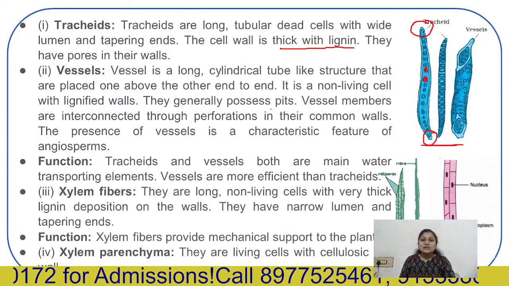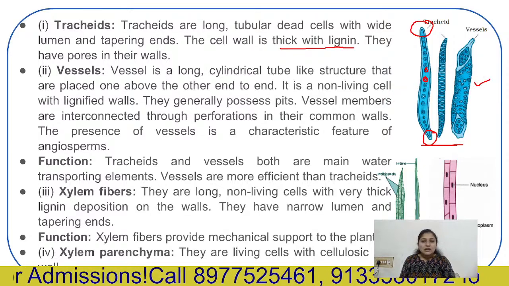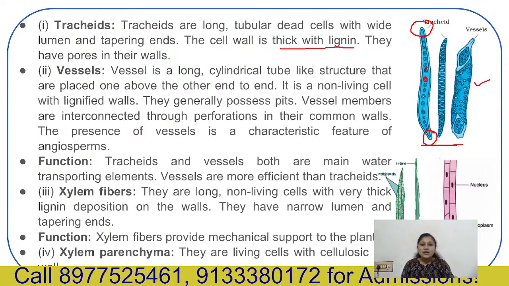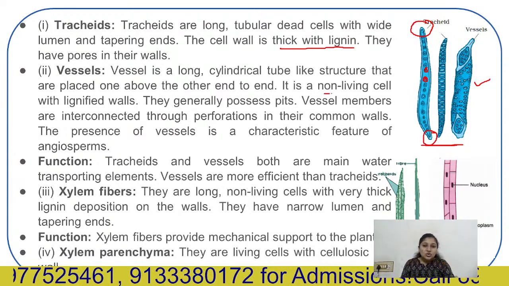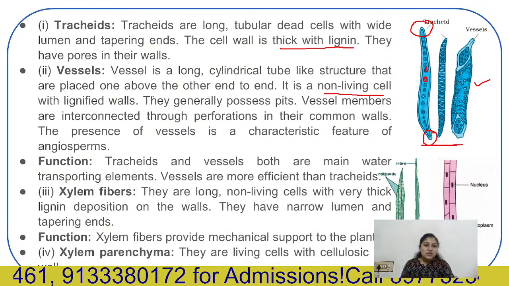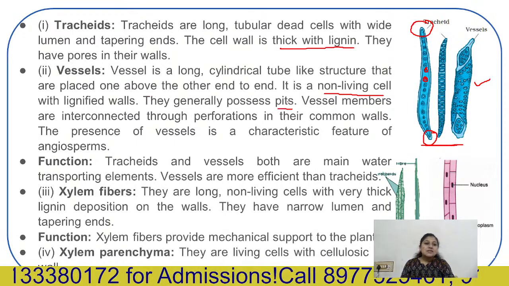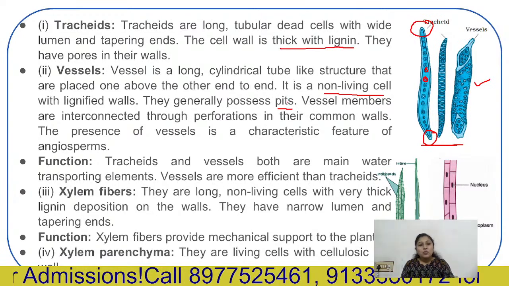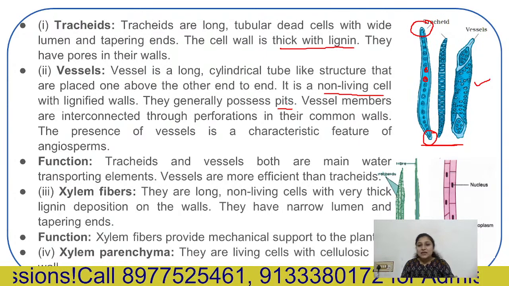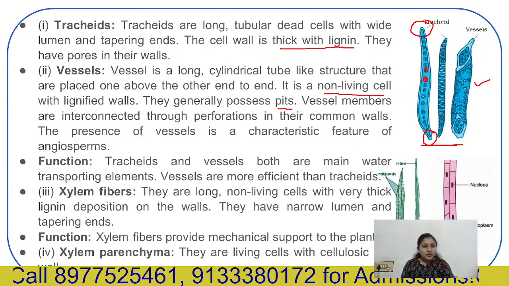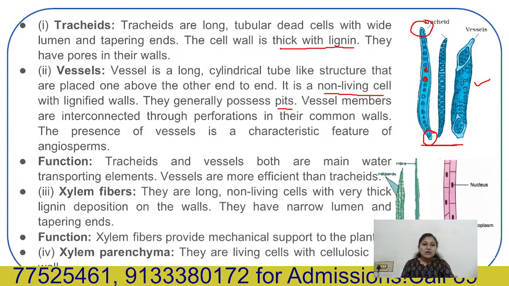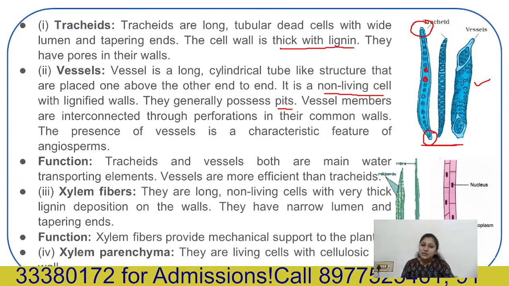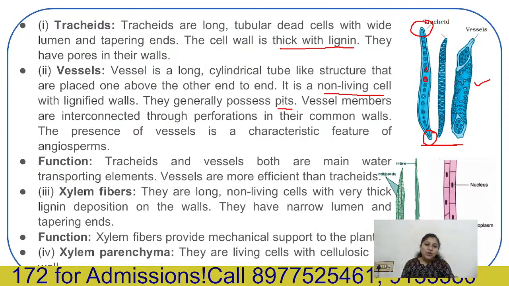Vessels are long cylindrical tubes. They are long cylindrical tube-like structures placed one above the other, end to end. They are also non-living with lignified walls and generally possess pits. Vessel members are interconnected through perforations in the common walls. The presence of vessels is a characteristic feature of angiosperms. Tracheids and vessels are both main water transporting elements. Vessels are more efficient than tracheids.